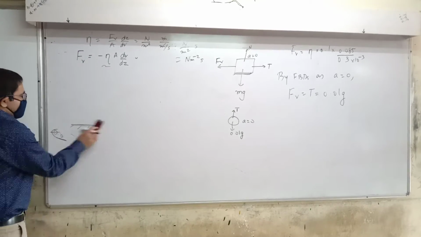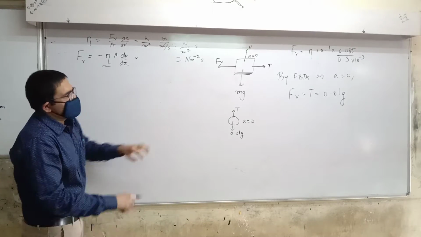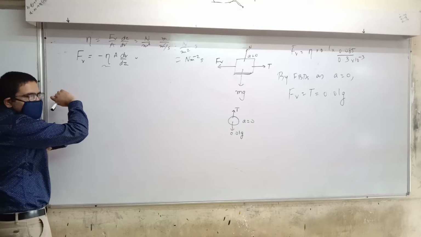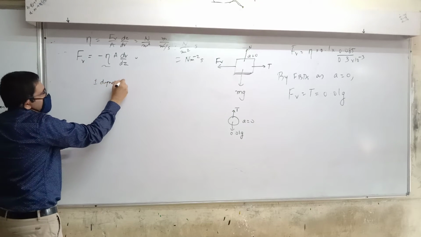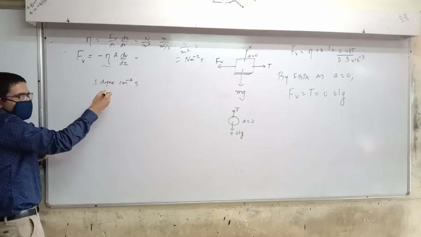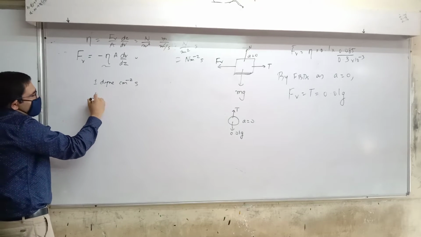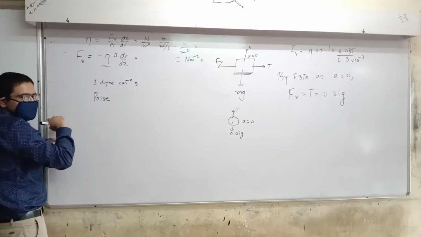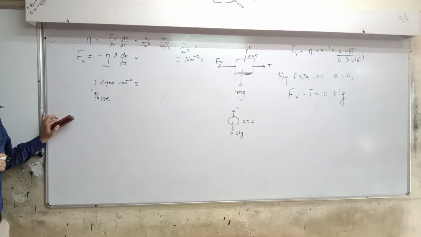One more unit. This one is the SI unit, the CGS unit. The CGS unit is 1 centimeter raised to minus 2 second. This thing has a name. It is called Poise. The name of this unit is Poise.